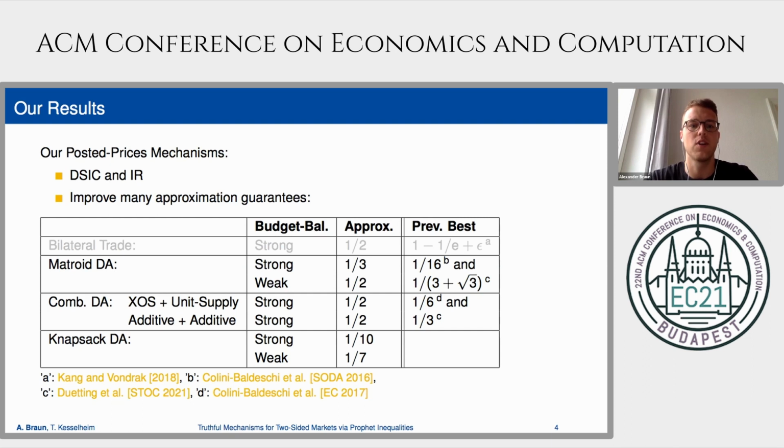The only mechanism that is not working in an online way is the first mechanism for matroid double auctions, which is strongly budget balanced and a 1/3 approximation. And I will tell you a little bit about this mechanism later in the talk. But first, I will discuss quickly how our approach compares to previous approaches.